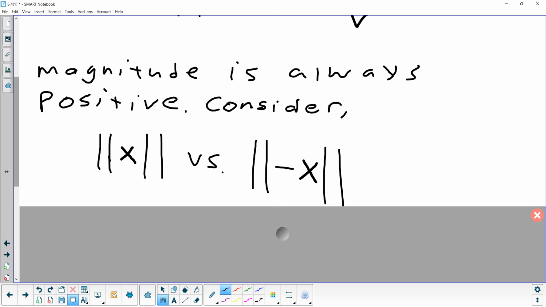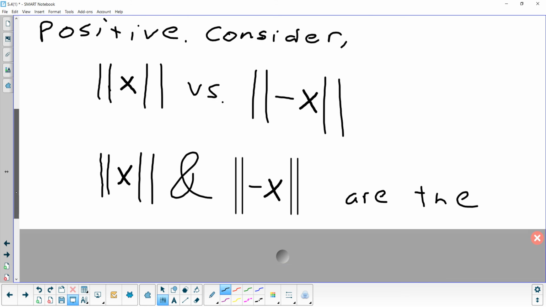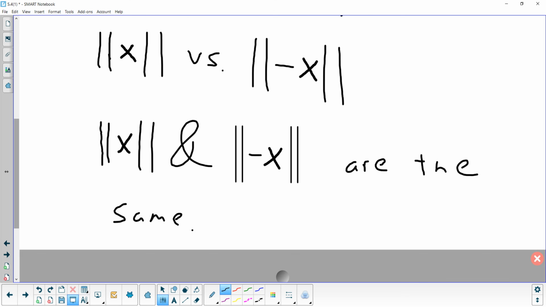Yeah? The direction. Okay, so I agree that the direction of them is different, but how about once you take into account what it's asking for, which is the length of vector x and the length of vector negative x? Yeah? They're equal. They're exactly the same. There's no difference between them other than the direction, which as far as magnitude goes, doesn't matter. So those two things are exactly the same.